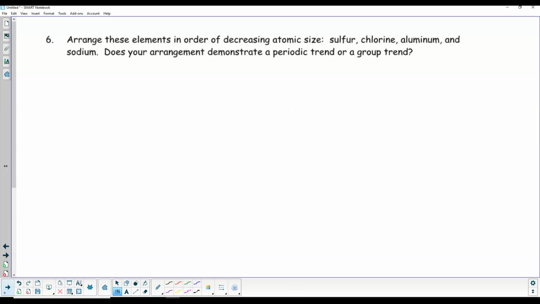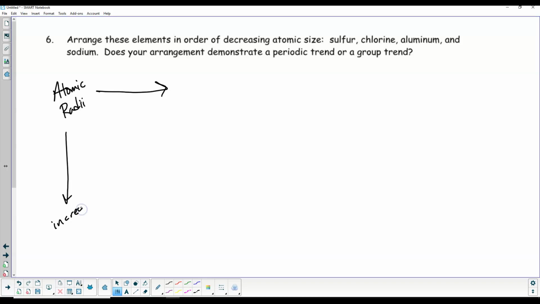Arrange these elements in order of decreasing atomic size. When we're talking about atomic size, we're talking about atomic radius. We're going to see whether it demonstrates a group or a period trend. So real quick, let's talk about atomic radii. We've talked about this before. Going down, the atomic radius will tend to increase.